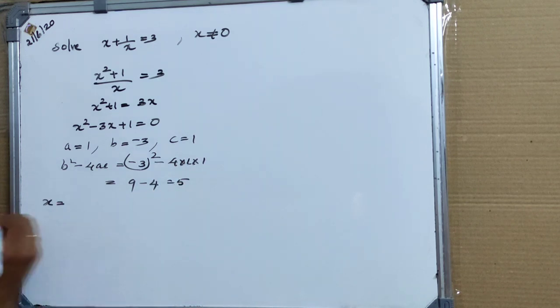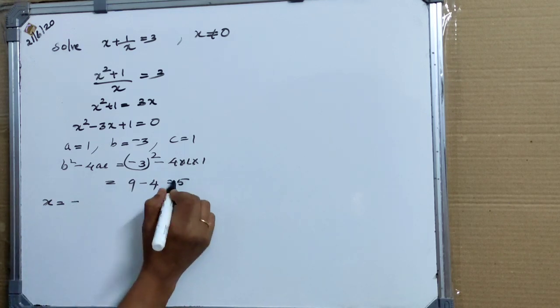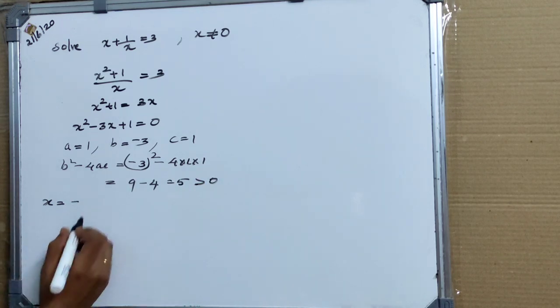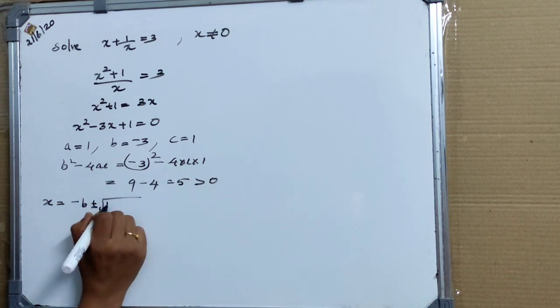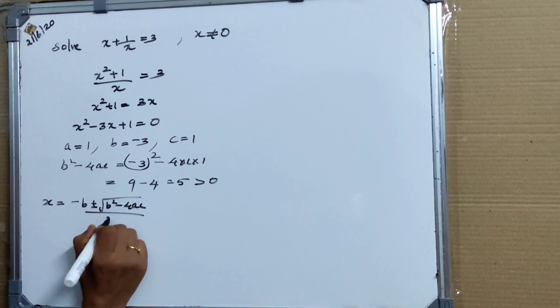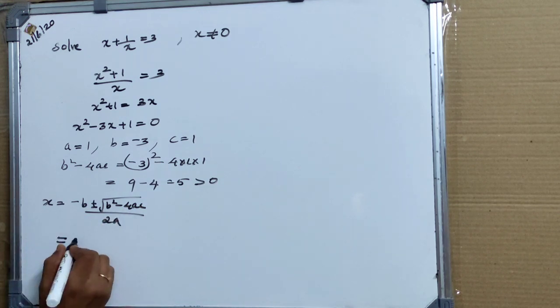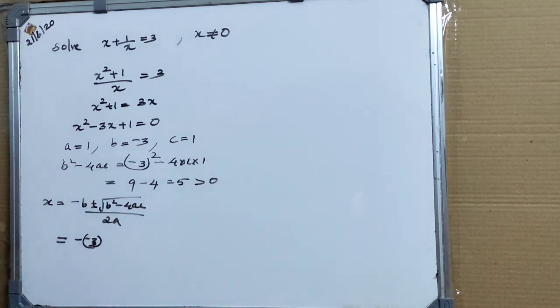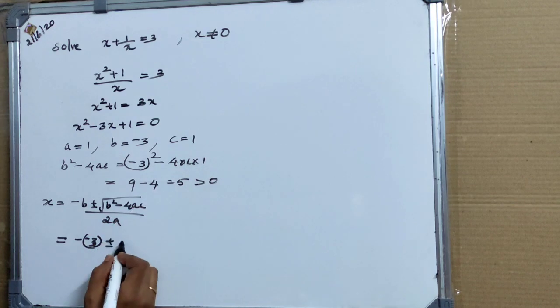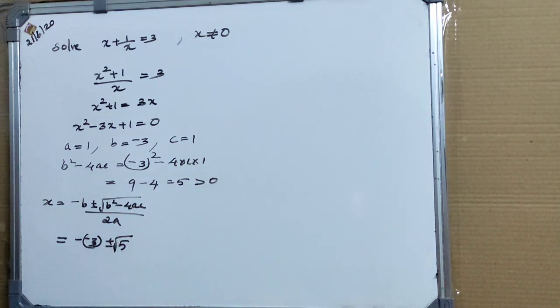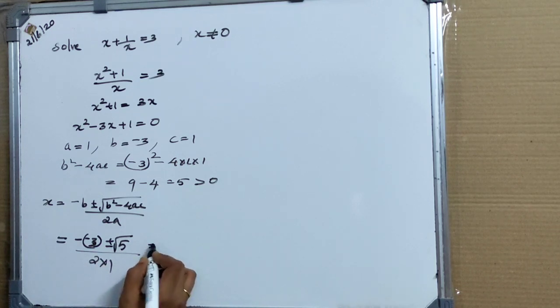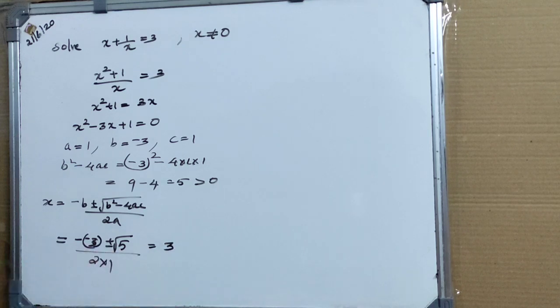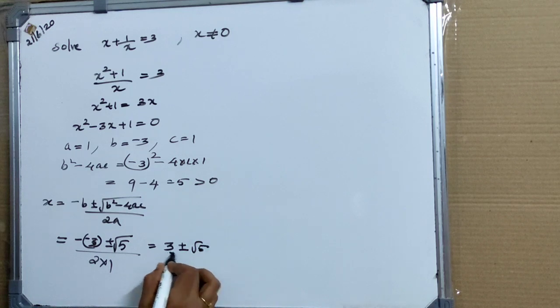Now let us write the formula. We have the quadratic formula x is equal to minus b plus or minus root b square minus 4ac by 2a, and here the discriminant is positive, greater than 0. Now let us substitute. b is minus 3, so minus of minus 3 plus or minus root b square minus 4ac, that is root 5, by 2 into 1. a is equal to 1. Minus of minus becomes positive. Positive 3 plus or minus root 5 by 2.